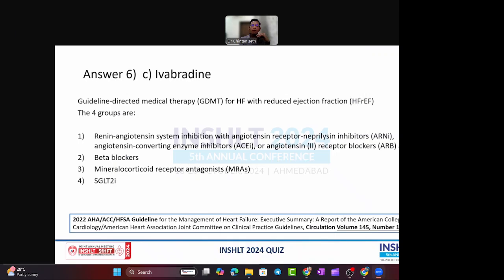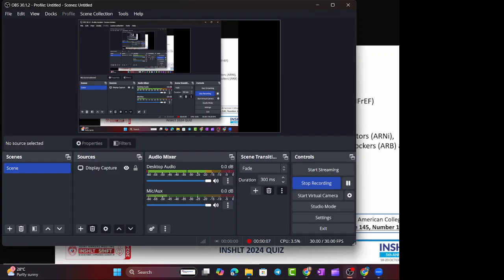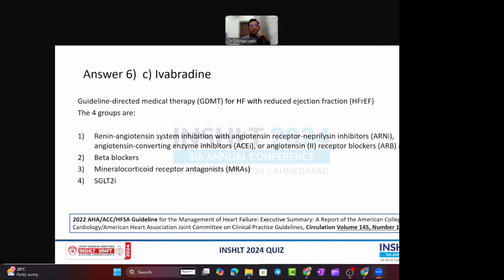So yeah, evaporatin can be useful in the heart failure patient, but it's not the pillar which is given by the AHA. So the answer is C. Evaporatin is the answer. Next, please.